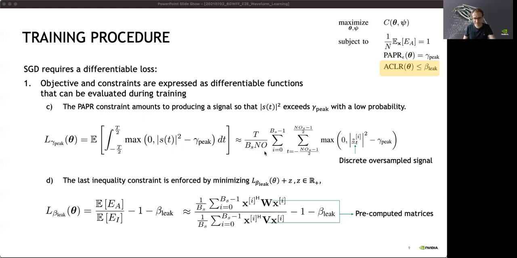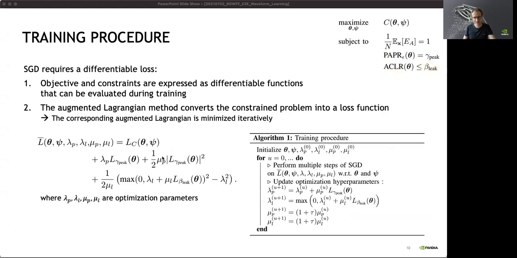Now, with all of these ingredients in place, we have our single augmented Lagrangian loss function, which is iteratively minimized according to algorithm 1. And you have 5 hyperparameters on top of the neural network weights, namely lambda p, lambda l, mu p, and mu l. And there's also a tau somewhere hidden in the algorithm that need to be initialized.